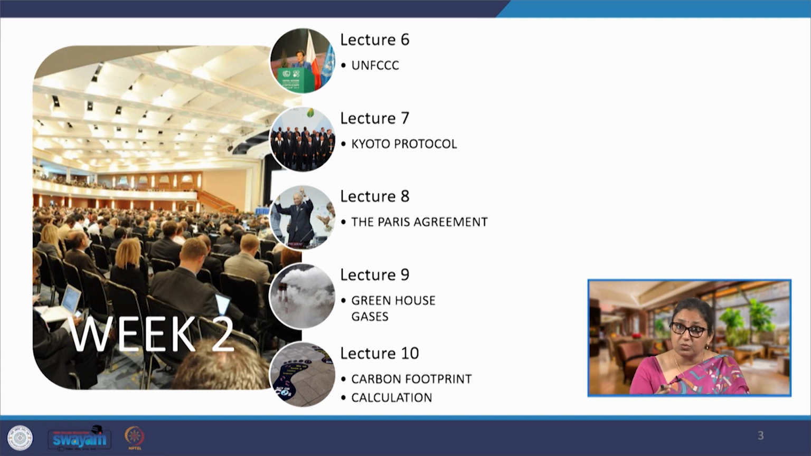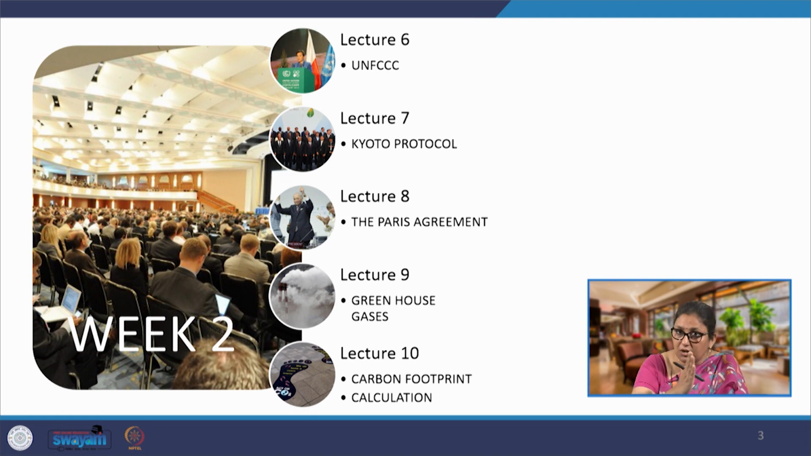In week 2, we saw how historically different organizations started to emerge and talk about this whole discussion on climate change, and how the consensus was formed around how greenhouse gases are driving this climate change. They are the main culprits. Why are the greenhouse gases being emitted? What are the activities which are responsible for that? And then the world came together for different protocols, for example, the Kyoto Protocol, and then the Paris Agreement happened.